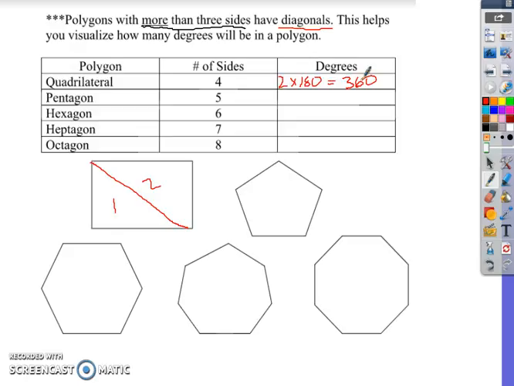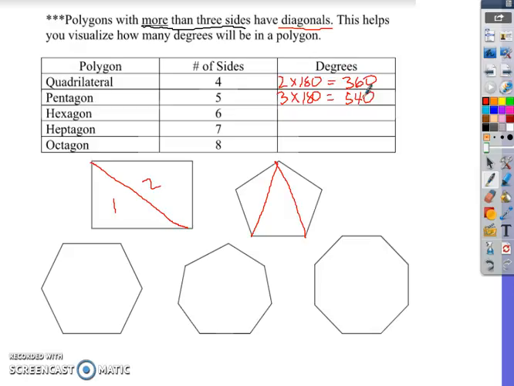Similarly, I can do that with a pentagon. And I can draw 2 diagonals there without crossing my diagonals, in which case I now have 3 triangles. And again, each triangle has 180 degrees. And so 3 times 180 is, yes, 540. Yes? And then next I have my hexagon.